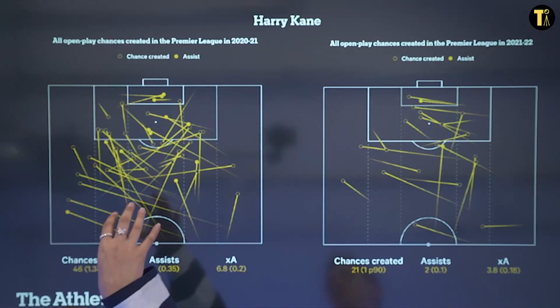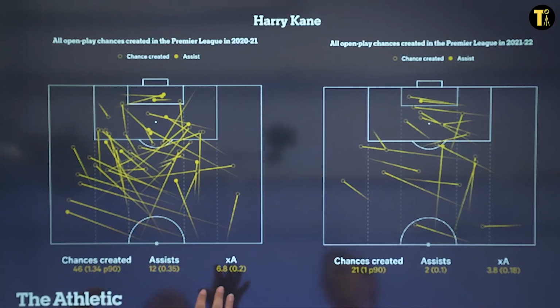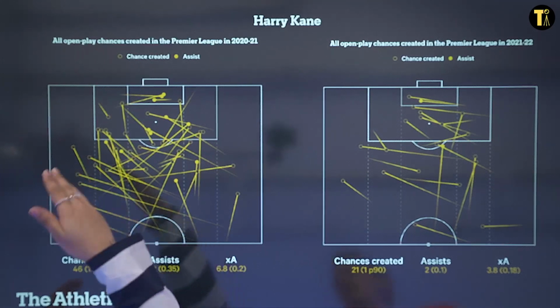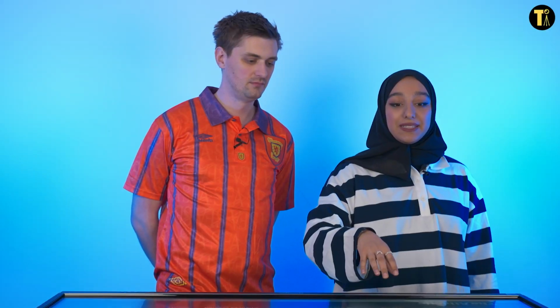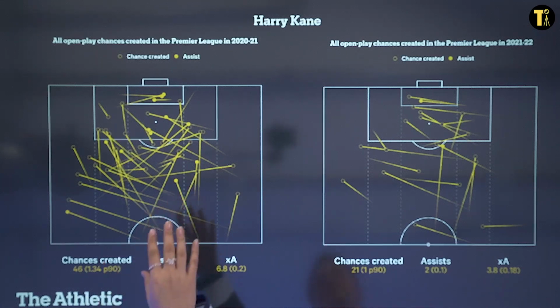And the volume is not the only cool thing about this chance creation map. It's that he has a lot of these sweeping passes and switches that are able to find runners in space. So when you combine that with a player like Son, you get a very lethal attacking combination.